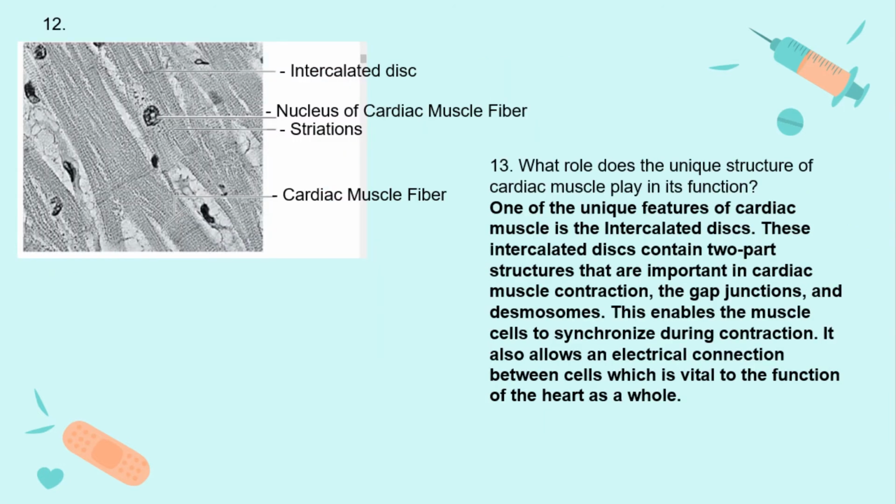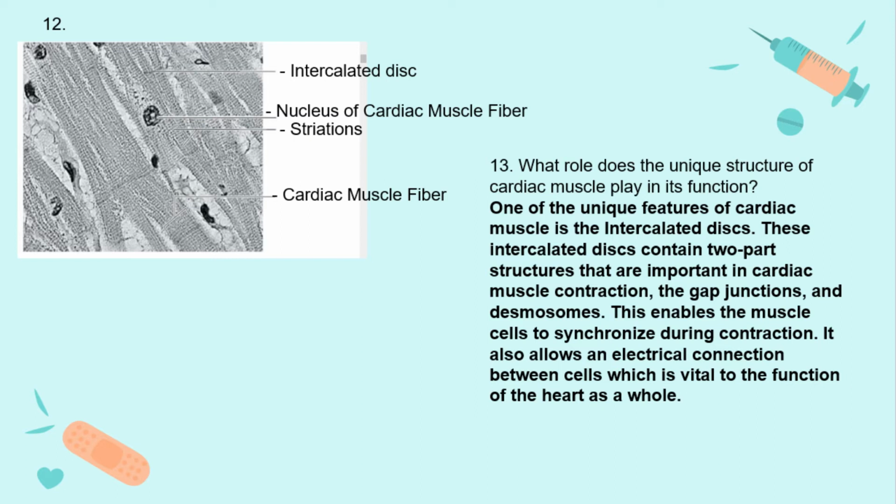The next part of the anatomy of the heart is the microscopic anatomy of cardiac muscle. Number 12, add the following terms to the photos of the cardiac muscles at the right. So our answers are, for the first line, the intercalated disc. For the second line, our answer is nucleus of the cardiac muscle fiber. For the third line, our answer is striation. And for the fourth line, our answer is cardiac muscle fiber.